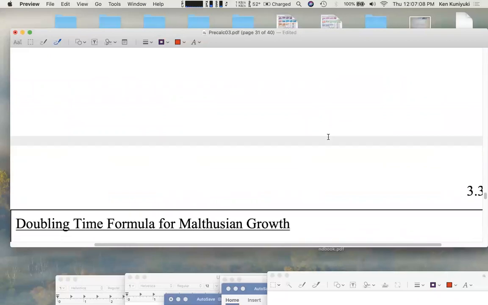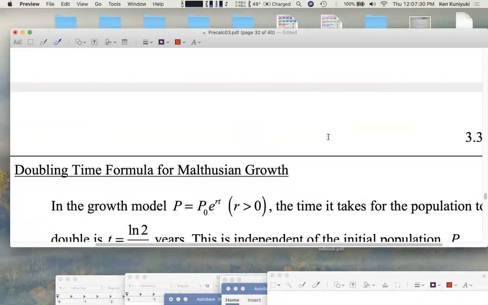Now, let's answer this particular question. Let's say we want to know when the population will double from about 6.08 billion to about 12.16 billion. How long will it take for the population to double from the population on January 1st, 2000? Well, there's a doubling time formula we can apply.